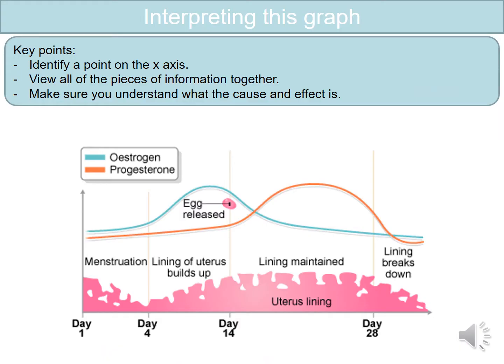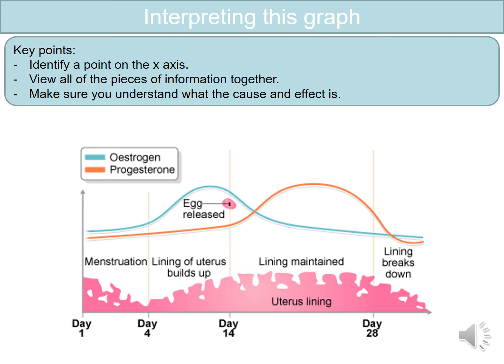Now coming on to these graphs. These graphs are a mixture of the usual lines that you'd see on a typical graph, plus also images and diagrams to try and show what is going on at different stages of the menstrual cycle. So I've just put on here the key points you need to think about. So firstly, identify a point on the x-axis. This is the time, and there'll usually be some sort of indication of some of the points. So on here we've got day 1, 4, 14 and 28.